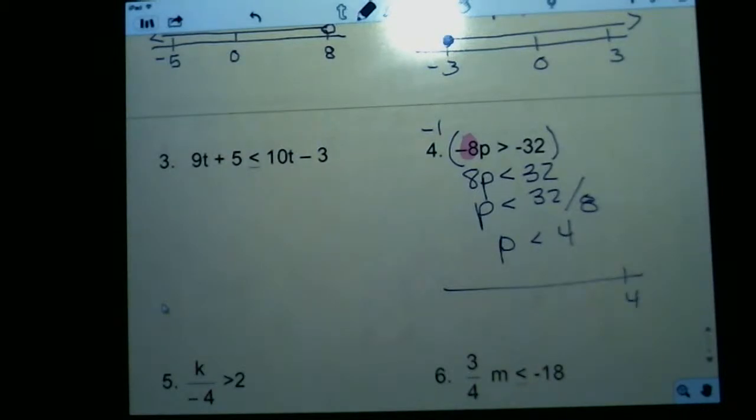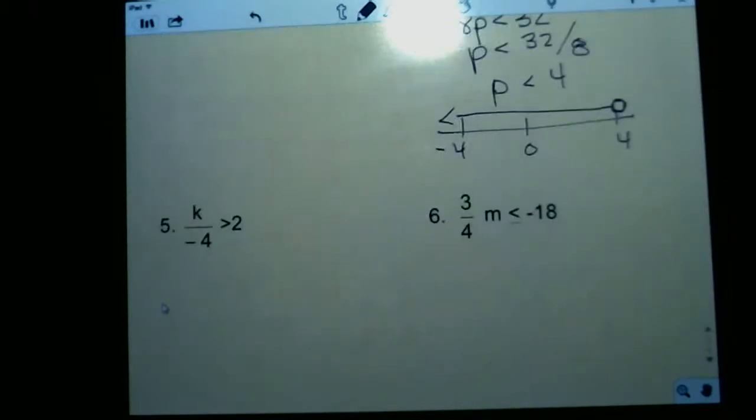Again, let's just graph it real quick. I'm going to start at 4. 4 is not part of my solution set, so I need an open circle. The inequality sign points to the left, so the arrow on my graph goes to the left. All right, same thing here. Multiply both sides by negative 1. So now I get k over 4 is less than negative 2. Notice I just changed all of the signs, including flipping the inequality. So now we get k is less than negative 2 times 4. So k is less than negative 8.